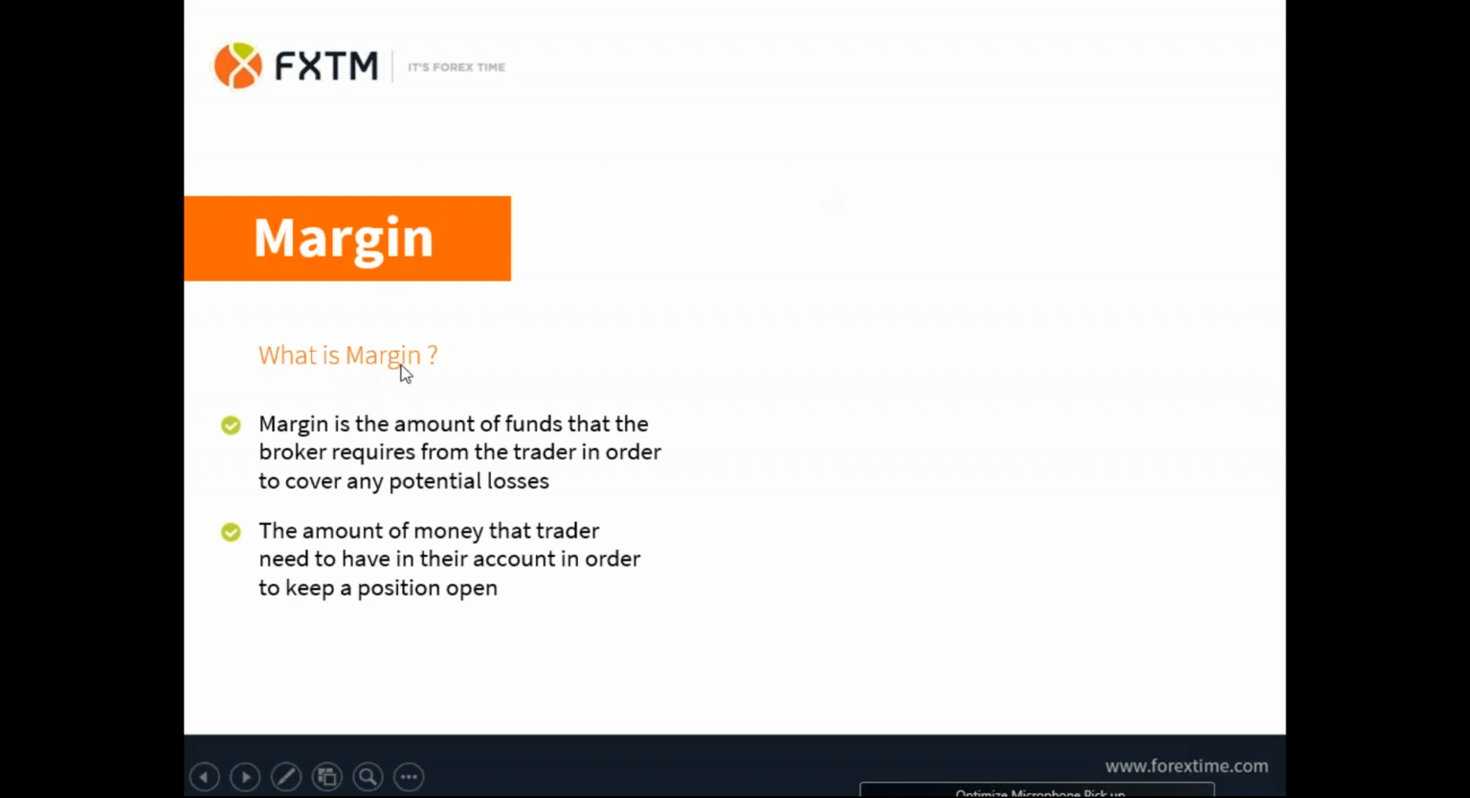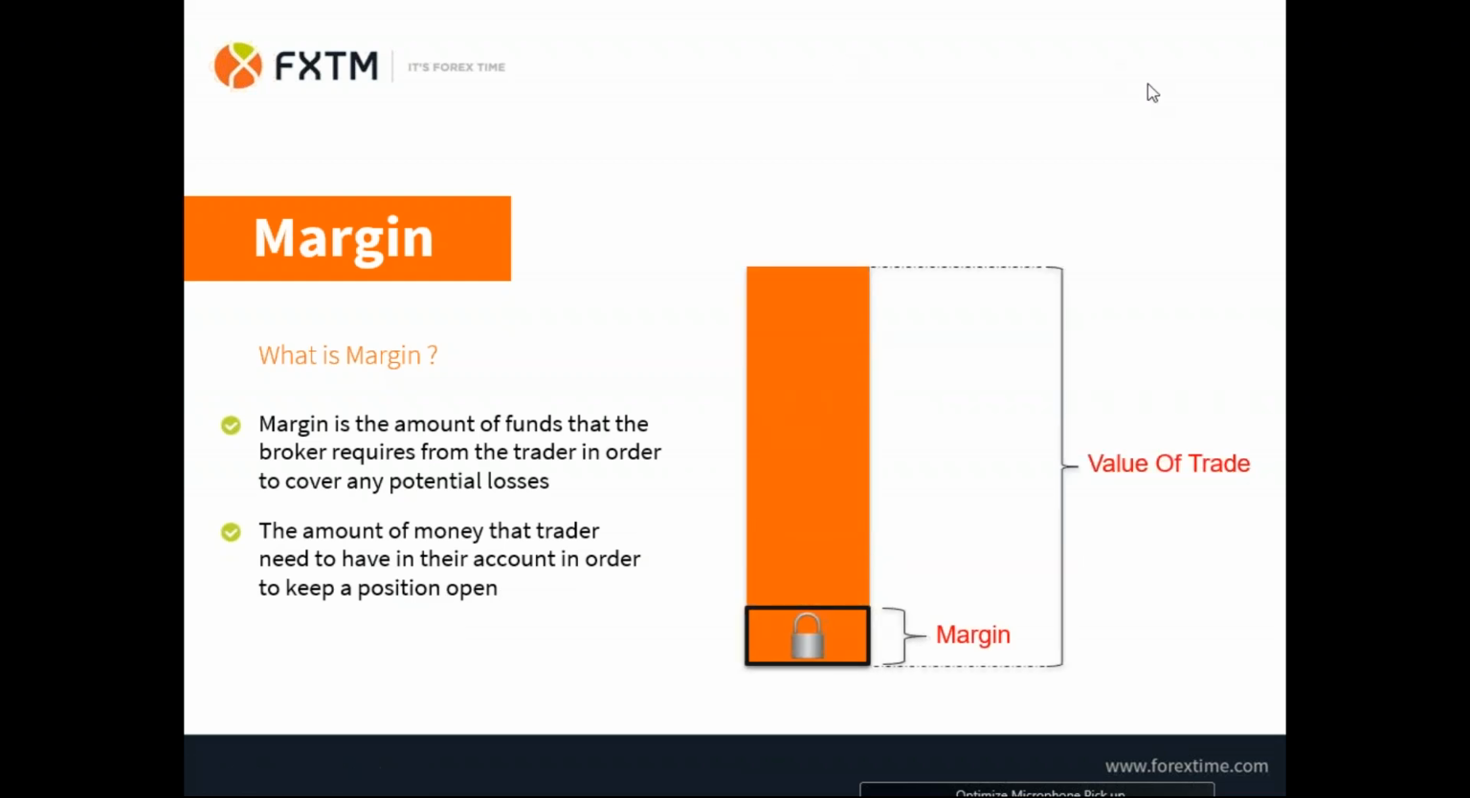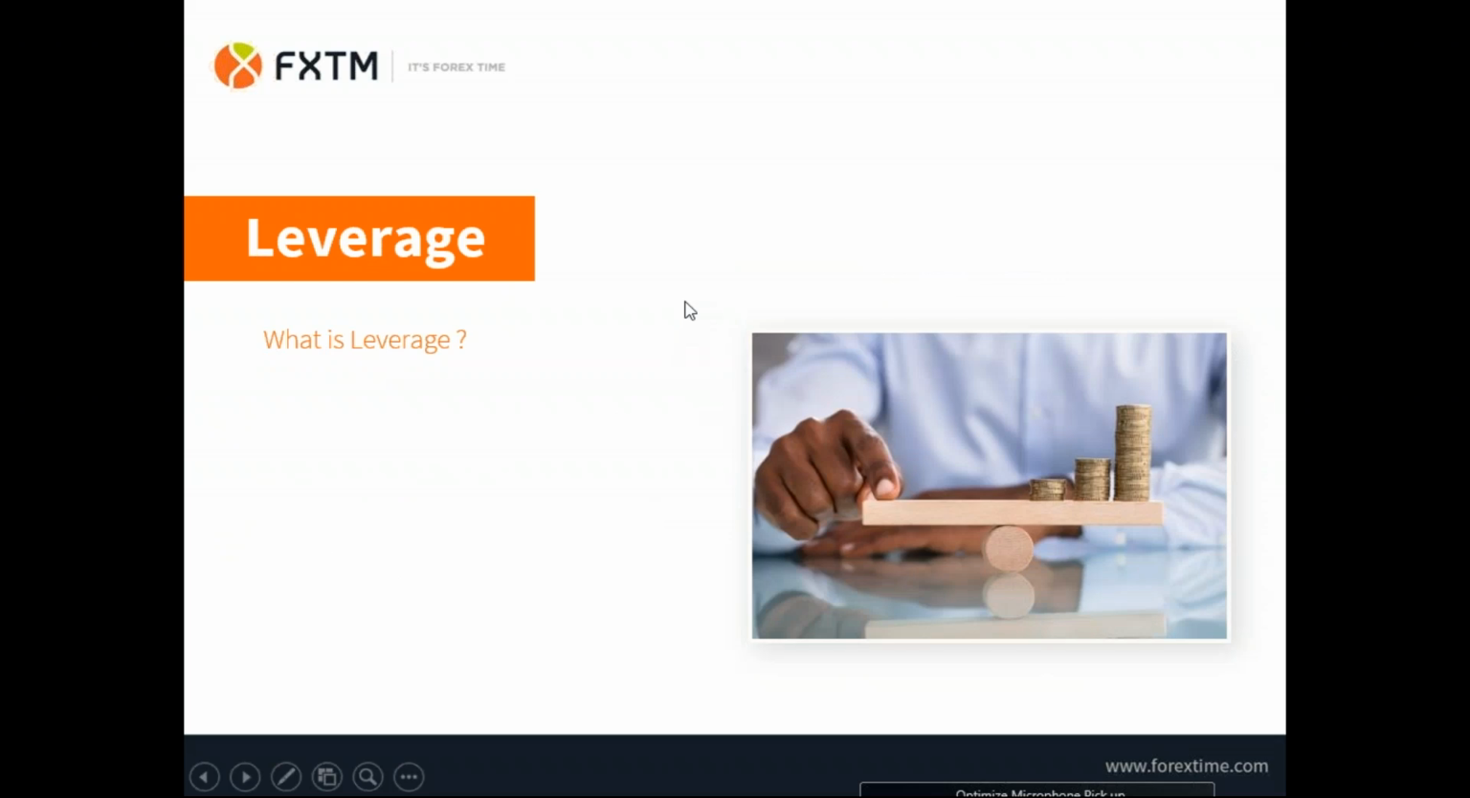So let's talk about the margin as well. Margin is the amount of funds that the broker requires from a trader in order to cover any potential losses. It is the amount of money that a trader needs to have in their account in order to keep a position open. That is the basic concept of what margin is all about. You can see here the margin and the value of the trade, and you can understand the concept I'm talking about. So margin is a minimum requirement from the brokerage house in order to cover any potential losses.